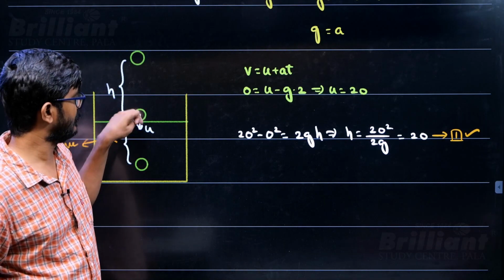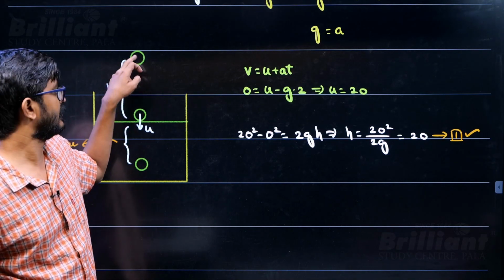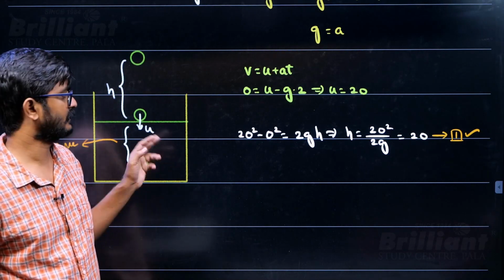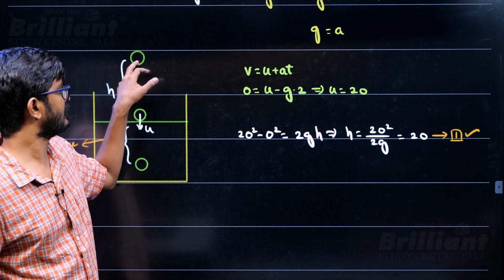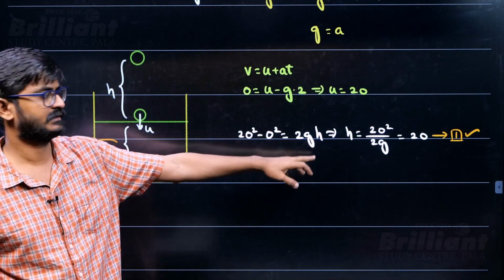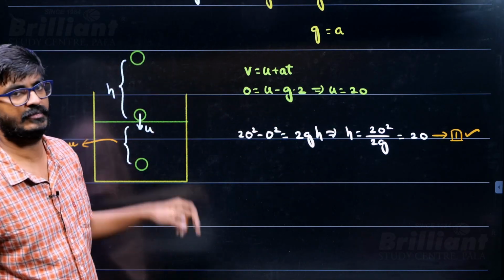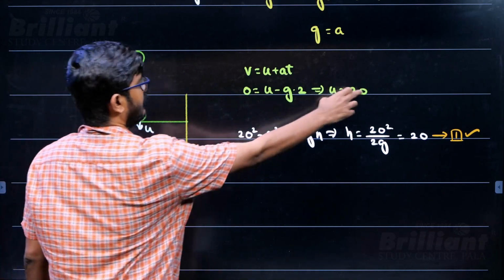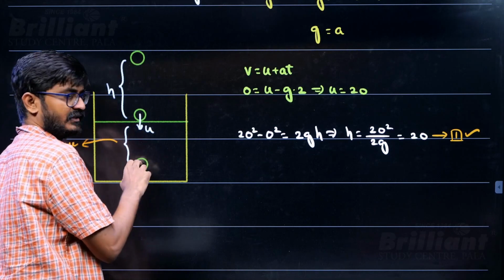If it is entering with speed 20, from what height should I have dropped it? I can do energy conservation from here to here, or v square minus u square equals 2as. 20 square minus 0 square equals 2g h. From there I will get the height from which we will be dropping. So when we drop from a height of 20, it will reach here with a speed of 20, and after 2 seconds it will come to rest.